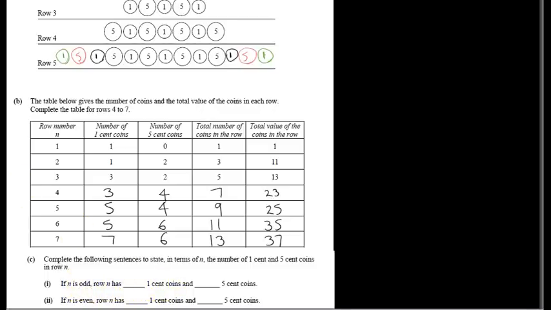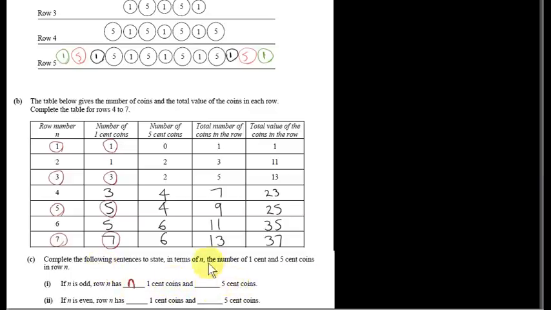So let's look at odd numbered rows. These are the odd numbered rows. So how many 1-cent coins have we? Well, if n is 1, we have 1 1-cent coin. If n is 3, we have 3 1-cent coins. If n is 5, we have 5 1-cent coins. So we can see that when n is odd, we have n 1-cent coins. So whatever n is, if n is 3, we have 3 1-cent coins. If n is 7, we have 7 1-cent coins.